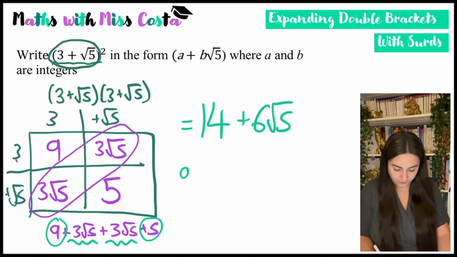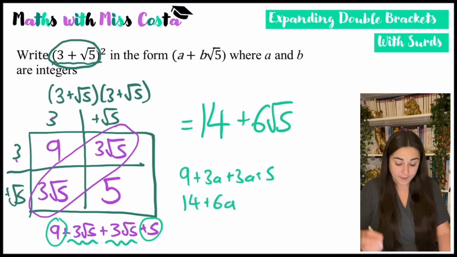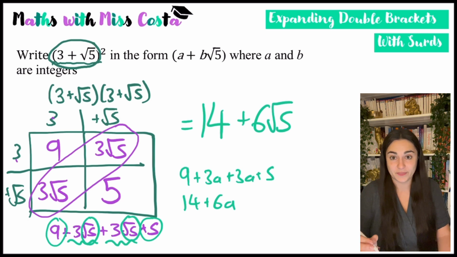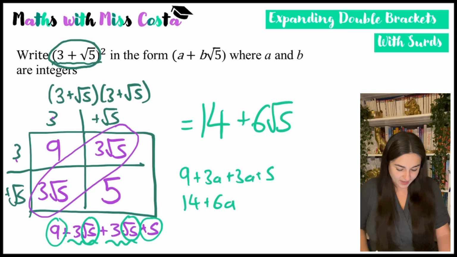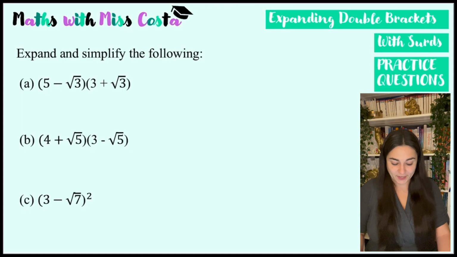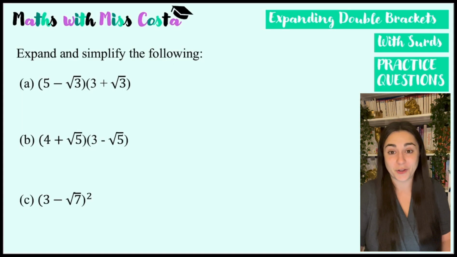So think to yourself, if you had 9 plus 3a plus 3a plus 5, what would that become? That would become 14 plus 6a. But remember, you can only treat it like algebra if it is the same surd. So you can add like terms together. And that's a little whistle stop tour of expanding double brackets with surds. So now it's time for you to have a go. So pause this video and have a go at these questions.